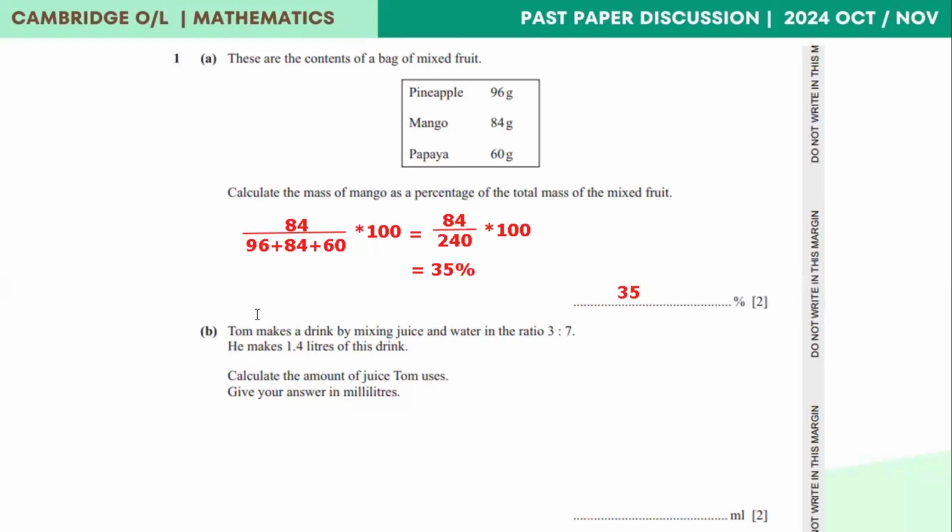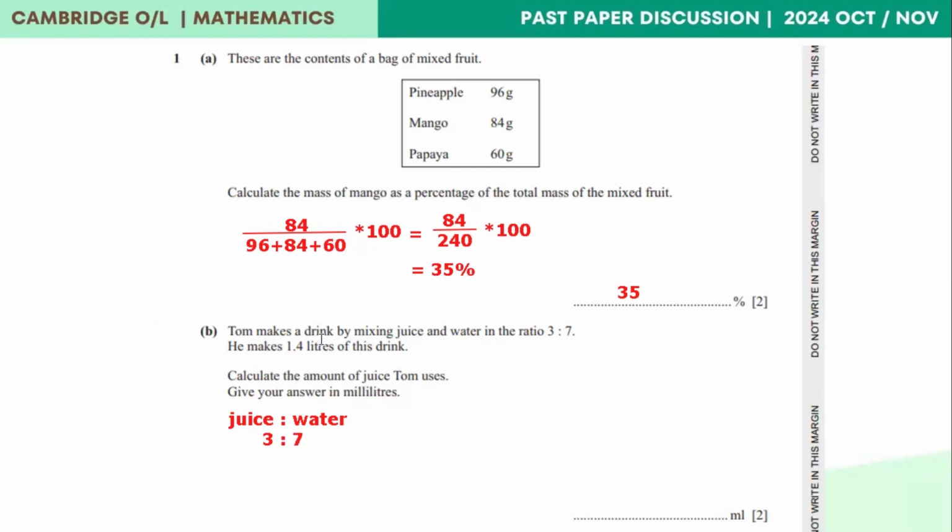So the B part: Tom makes a drink by mixing juice and water in the ratio 3:7. He makes 1.4 liters of this drink. Calculate the amount of juice Tom uses. Give your answer in milliliters. So Tom is making a drink by mixing juice and water. The ratio between juice to water is 3:7. Now they are asking to calculate the amount of juice Tom uses.